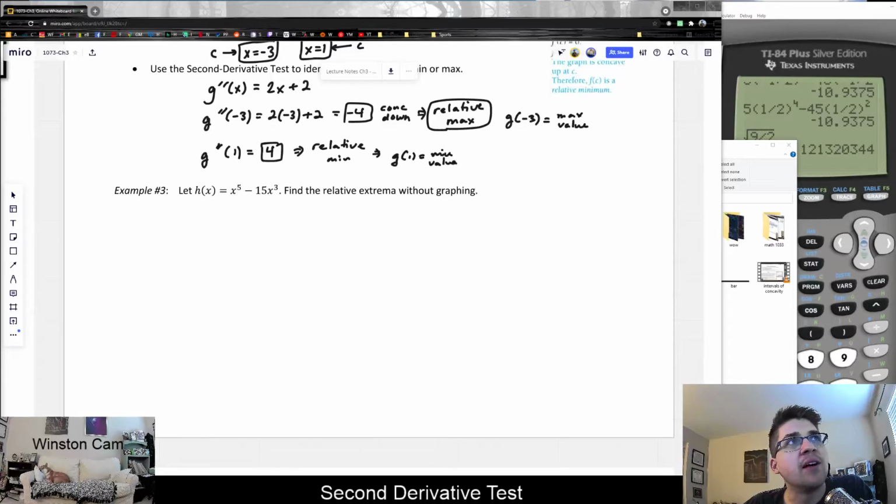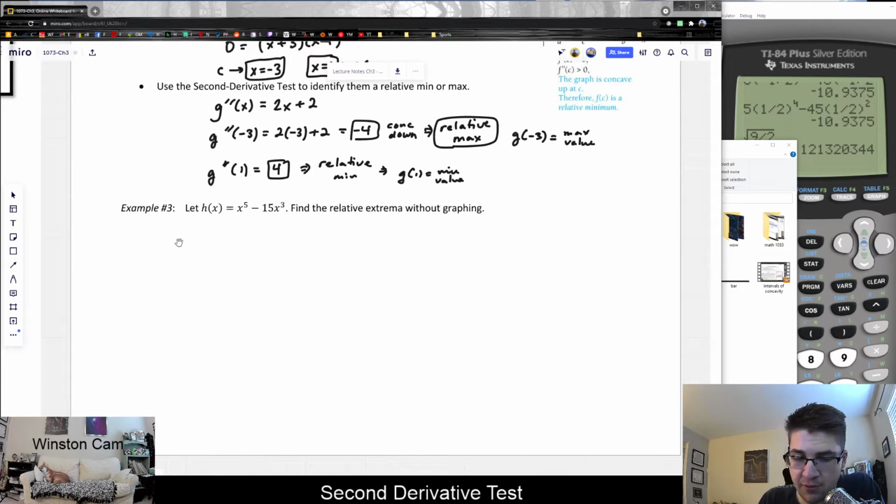Let's do another example of the second derivative test to find the local mins and local maxes of a function. To recap, in order to use this second derivative test, you first have to find the critical values, which always comes from the first derivative. So first step, find the first derivative. Here we'd have 5x to the fourth minus 45x squared by power rule. And then to find the critical values, we always need to set the first derivative equal to 0 and solve.